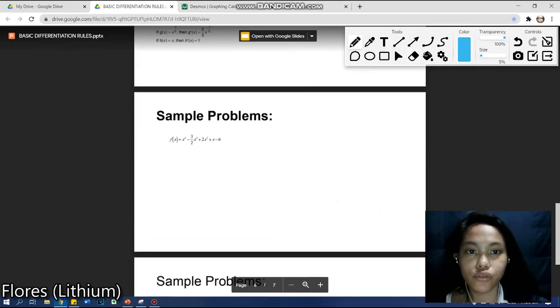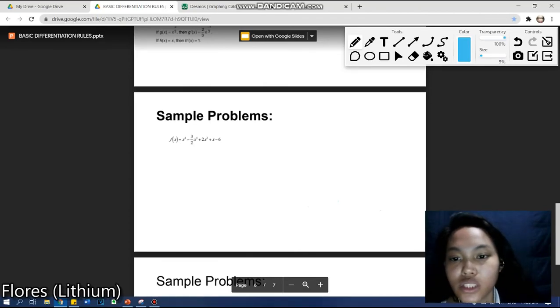Now that we have learned what the rules are, we can answer the sample problems. You can pause the video and answer it yourself, and then unpause it if you want to see the answer, or follow me along. So let us begin. We first have to check what rule applies for each term. For the first term, the power rule applies. So move the exponent to the front. For x, 4 minus 1 is equal to 3.